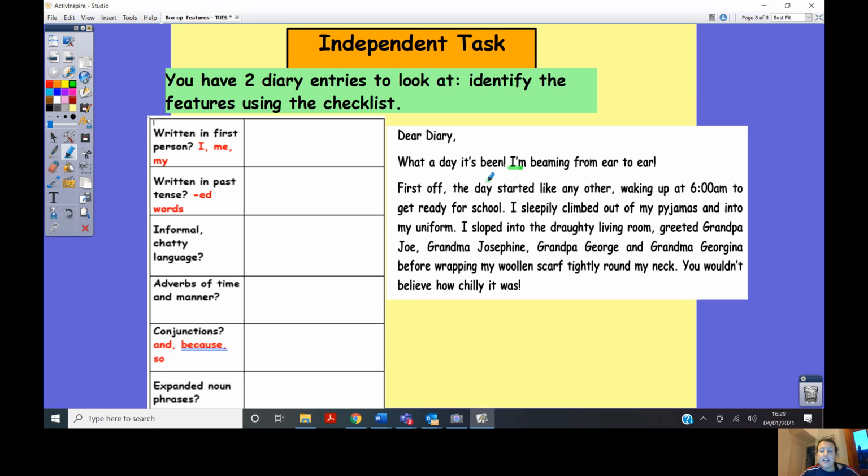What a day it's been. Yeah, it's been is the past tense. A little bit more tricky to find, but it makes sense. Informal chatty language. What a day it's. We've got our contraction there, which is often used in informality. I'm beaming from ear to ear is another way of saying you've got a huge, enormous smile. It's a very common colloquial phrase.